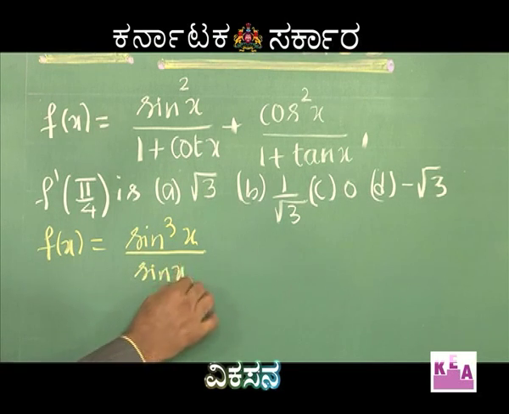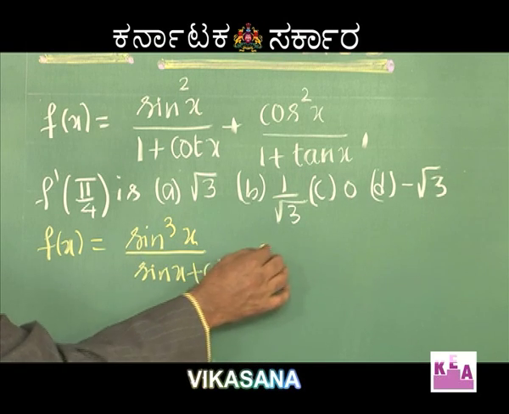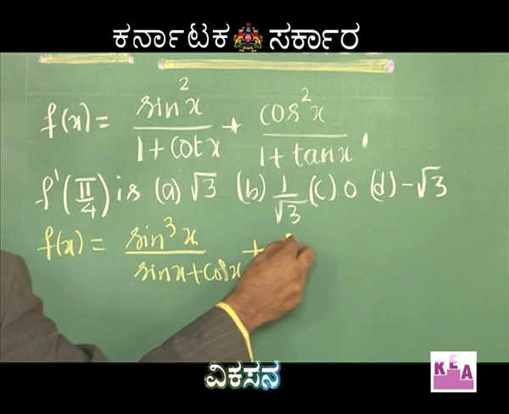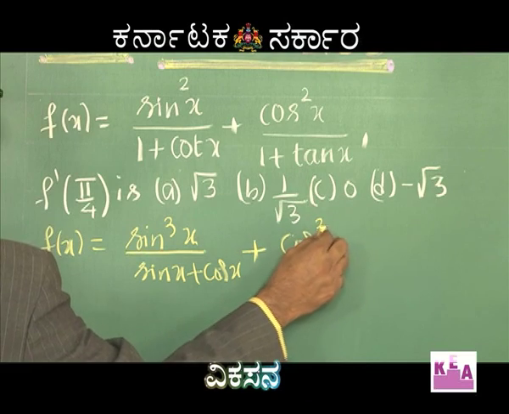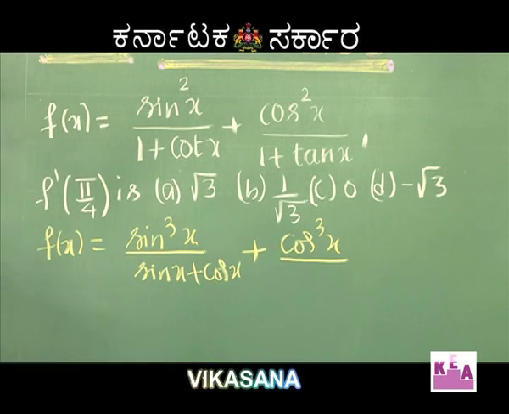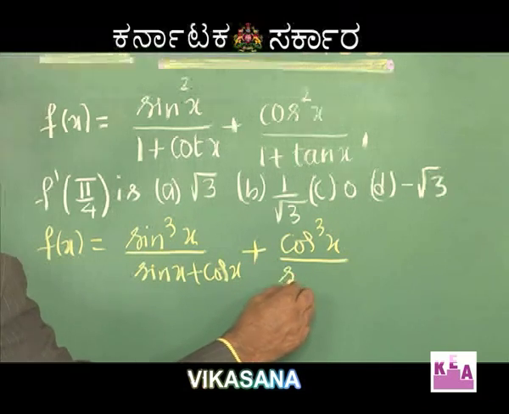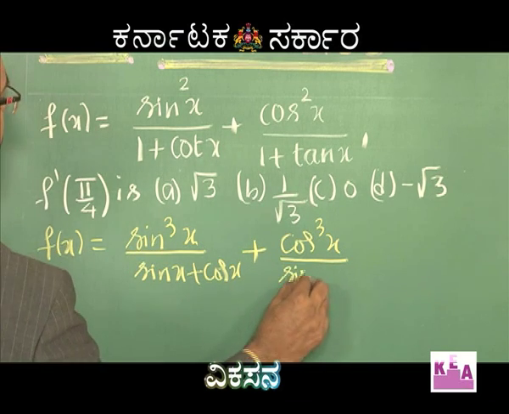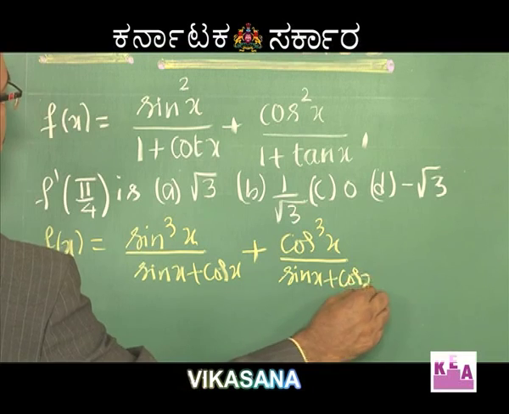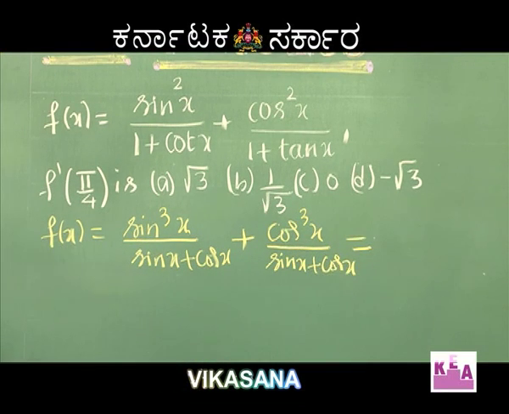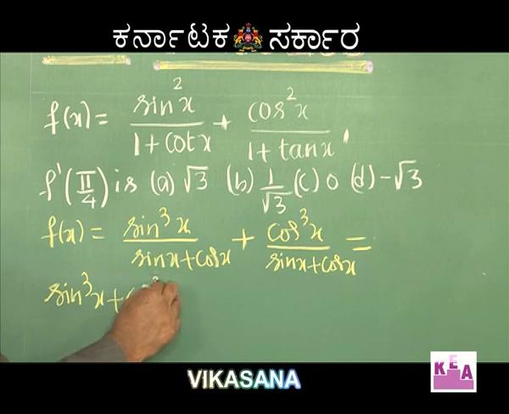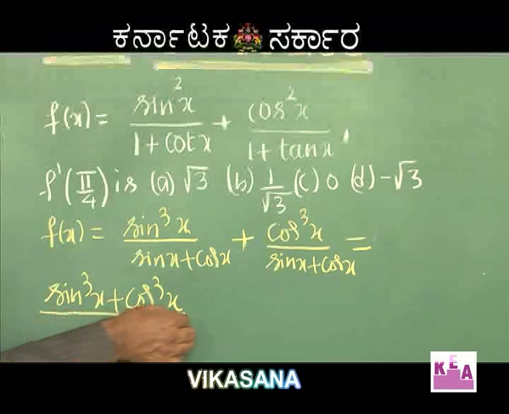Sin x plus cos x. Is that correct? Plus, write tan x as sin x by cos x. That cos x goes to numerator, leaving cos cube x in the numerator and sin x plus cos x in the denominator. Is that correct? Because this is sin x by cos x, you will get cos x plus sin x. You can write it as sin x plus cos x. Is that correct? What is that equal to? That is equal to sin cube x plus cos cube x divided by sin x plus cos x.